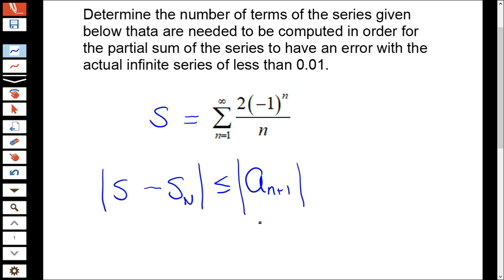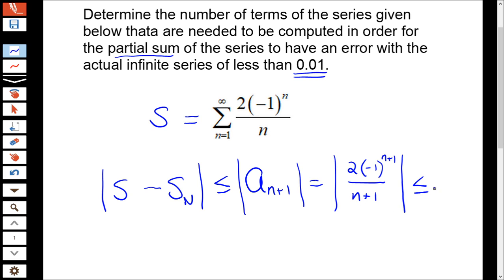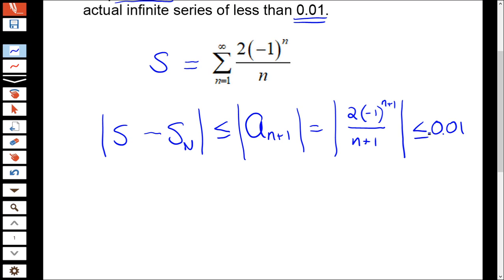Well, we want the partial sum to have an error of less than 0.01. Then we're going to create this term. This term is going to be 2 times negative 1 to the n plus 1 all over n plus 1. And we want to solve and know how many terms it is so that this value is less than or equal to 0.01. All right?